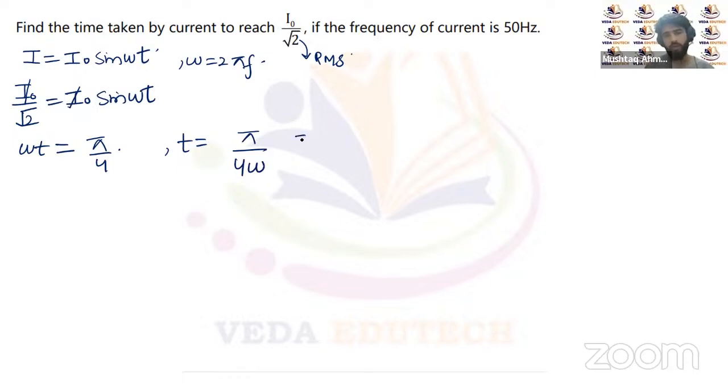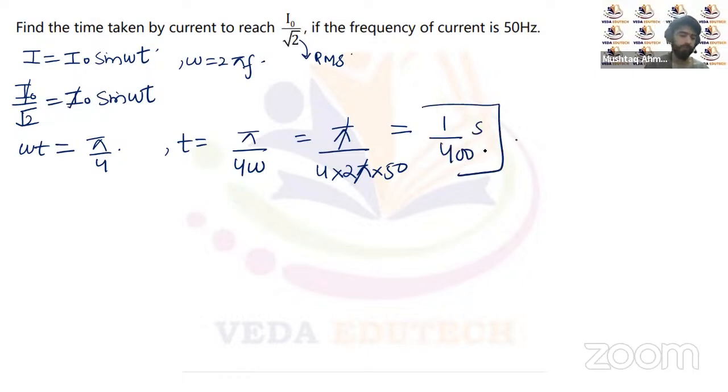Now, omega is 2 pi times the frequency, which here is 50 hertz. Pi and pi will get cancelled, so we'll have 1 upon 400 seconds. So this much will be the time taken by the current to reach I naught by root 2, that's peak value upon root 2.